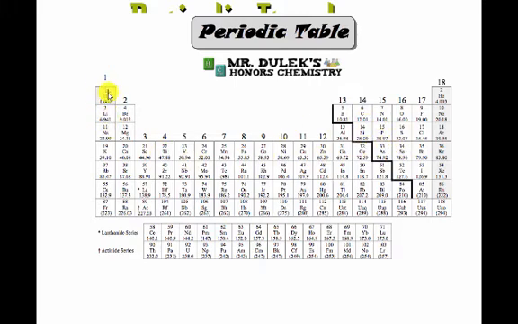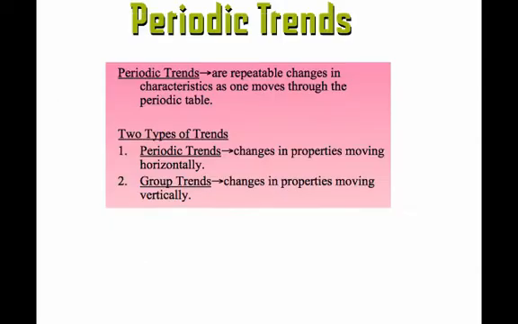So what happens as I move or progress from hydrogen to helium? What happens as I move from fluorine to chlorine to bromine to iodine? We're going to look at a number of properties. These are called trends, is what we're looking at. Trends are changes or things that happen as you move across the periodic table.